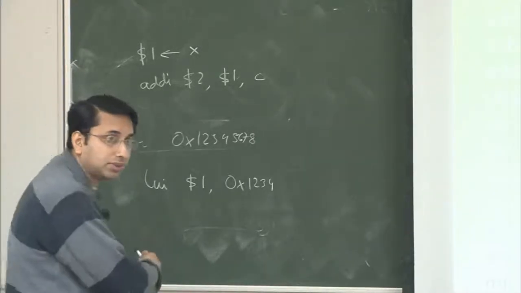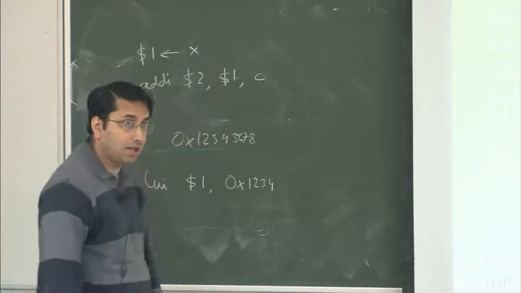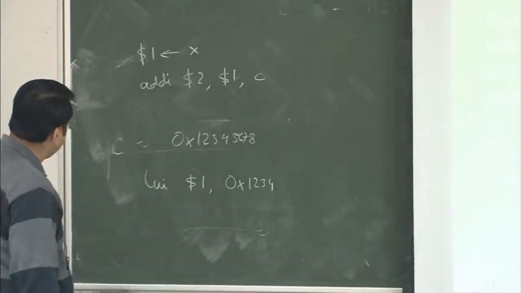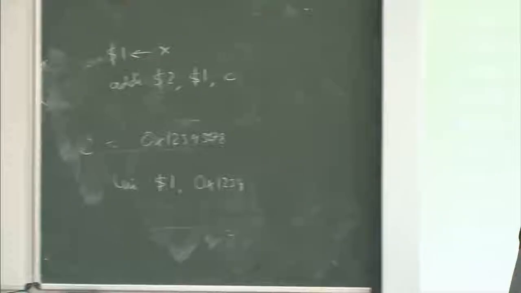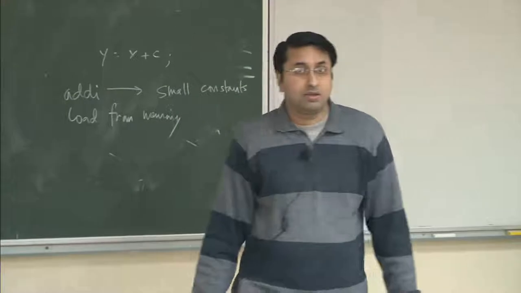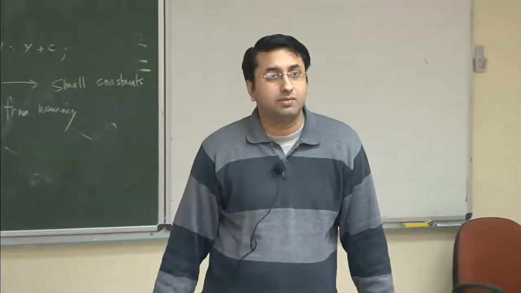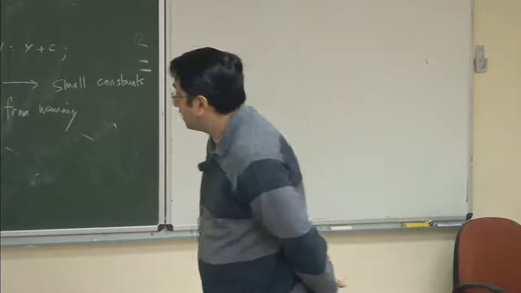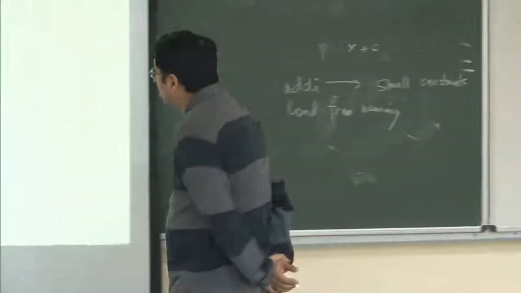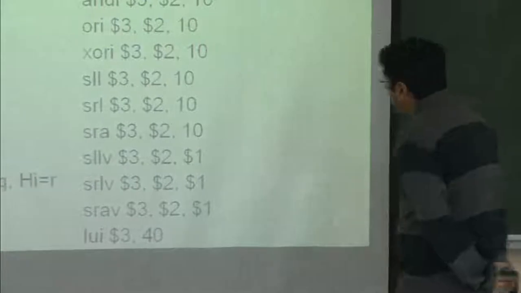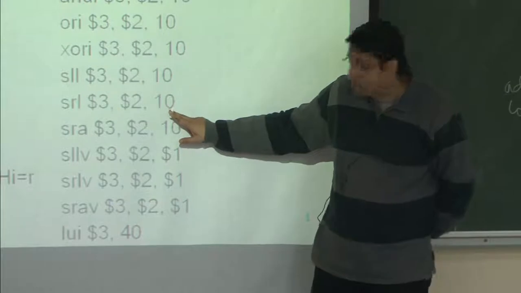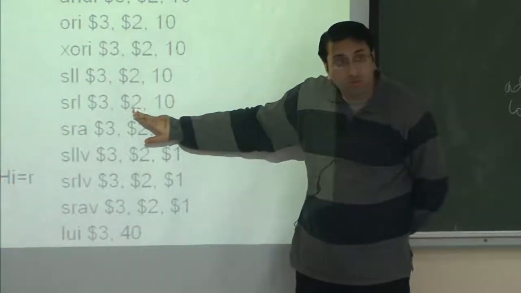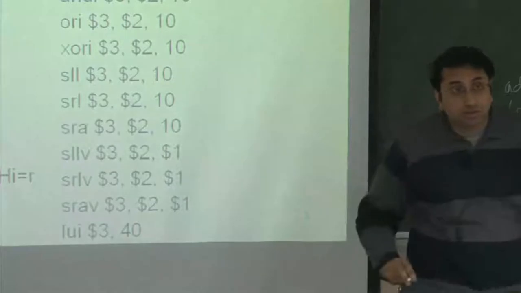Can you give the instruction sequence exactly? So here we can get 0x5678 and... Shift right. No, wait, what is the instruction? You have to pick one from this list. Be very, very specific. SRL. SLL. SRL. What are you shifting? What is the shift amount? 16. What is $2? $2 is the value. It is $1 actually.